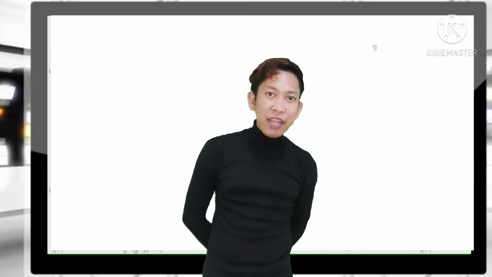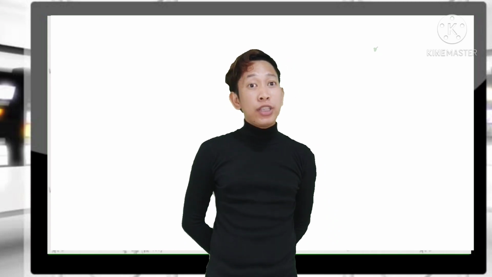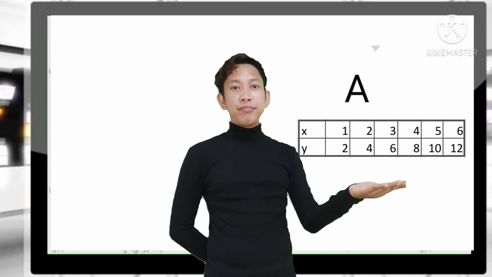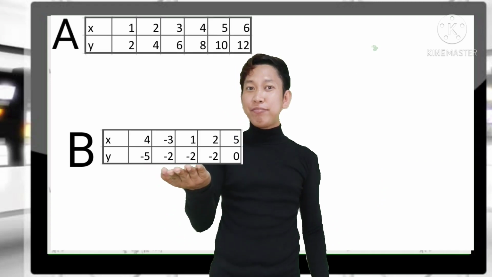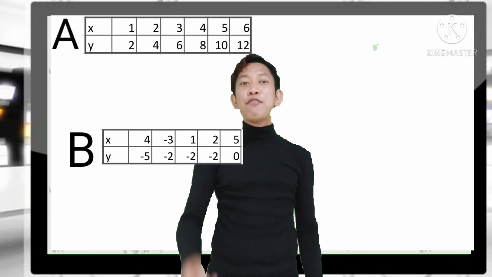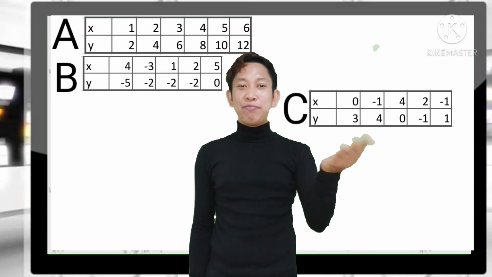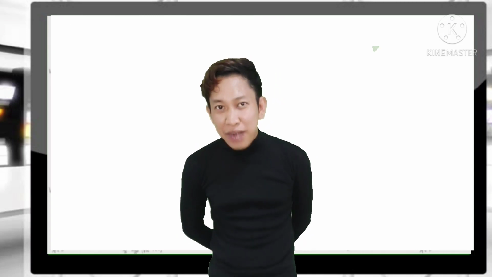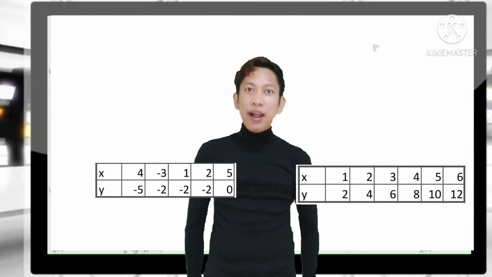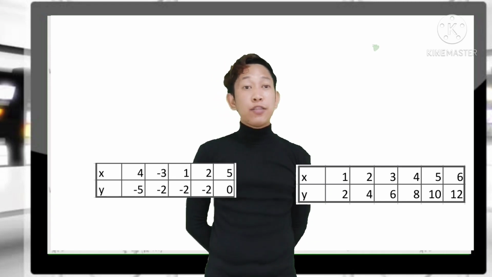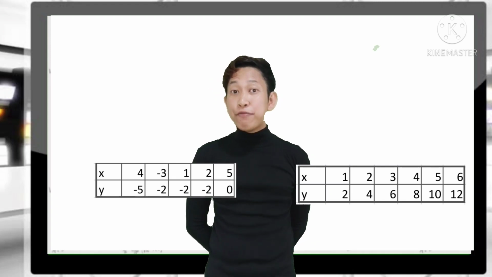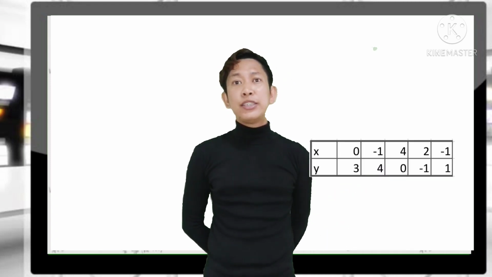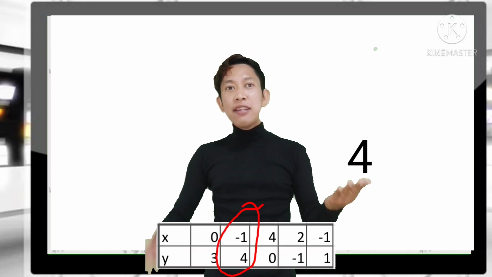How about from the given tables of values? Which relation shows a function? We have table A here, and we also have B here, and of course C. Identify the functions. That's right. A and B are functions since each value of x corresponds to exactly one value of y. Unlike table C, where -1 corresponds to two values, 4 and 1.